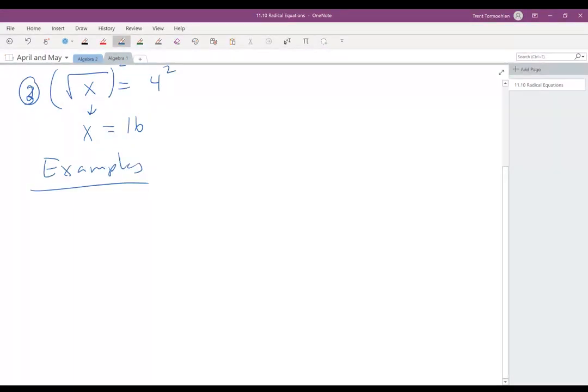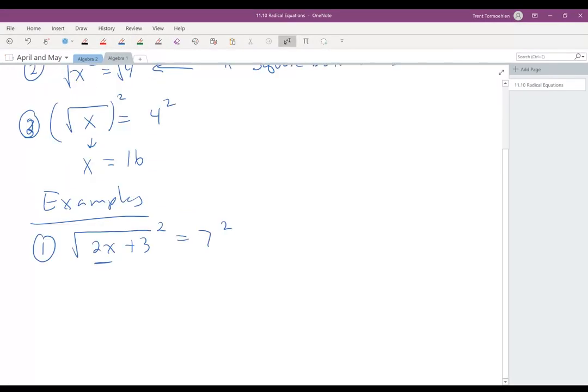So your first example would be one like this, where you've got the square root of 2x plus 3 equals 7. It's a radical equation. Our variable is underneath our square root. So we have to ask ourselves, how do we get rid of that square root so that we can get the x, the variable, isolated by itself? And we do that by squaring both sides.